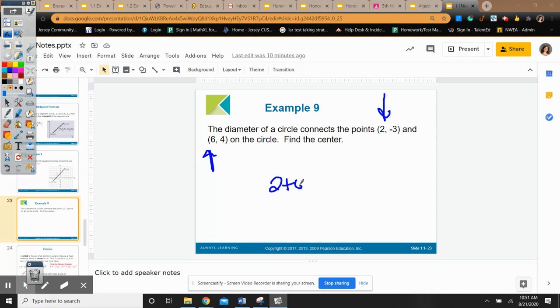2 plus 6 divided by 2 will be the middle point of the x's. 8 divided by 2 is 4. -3 plus 4 divided by 2 is the middle point of the y's, and that would be 1 over 2, or 1/2, or 0.5.